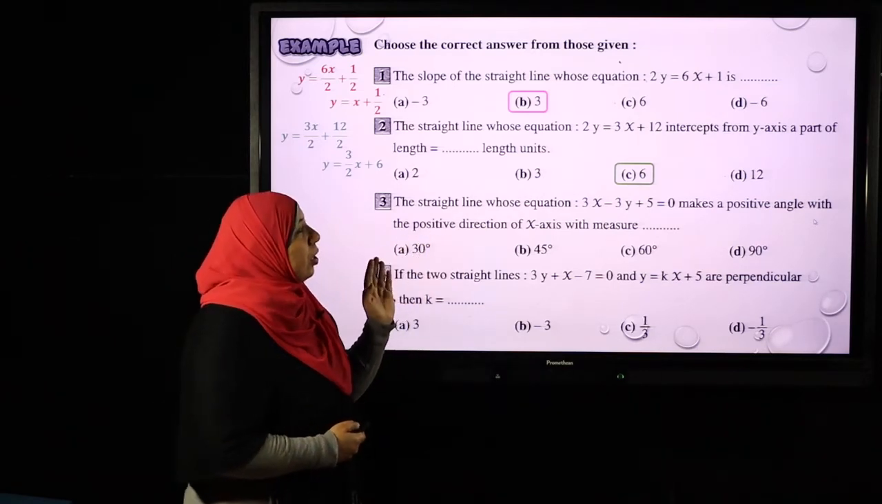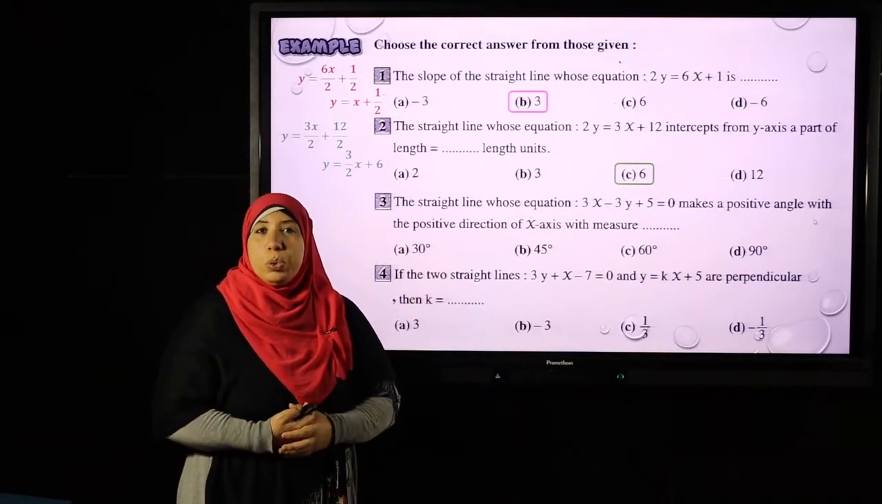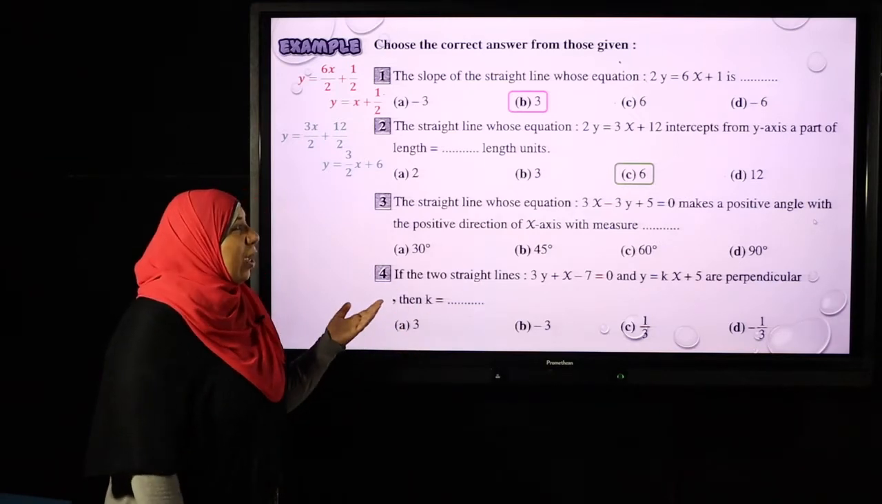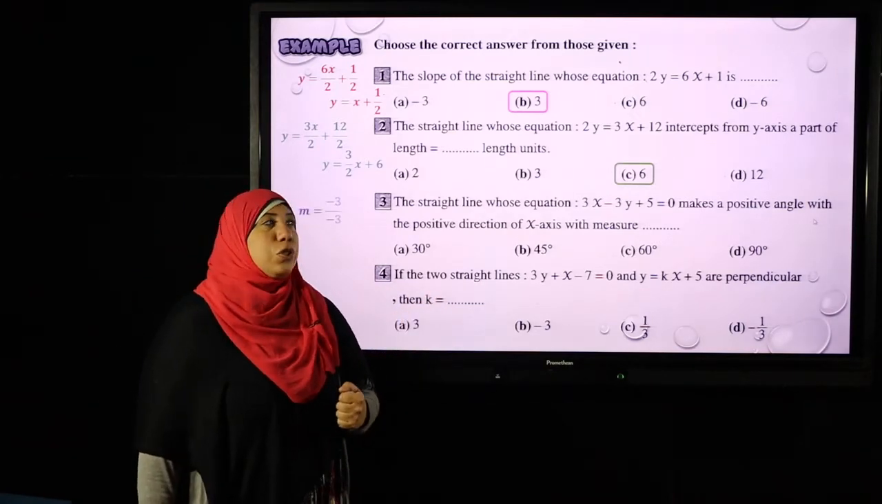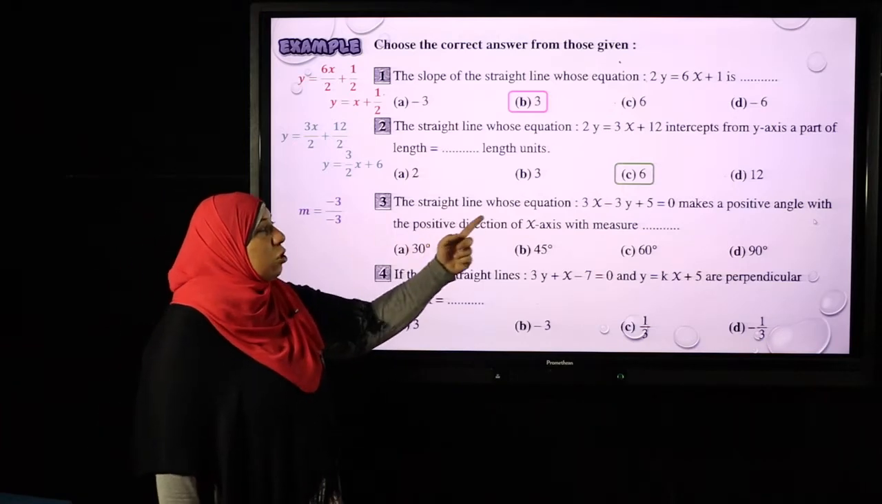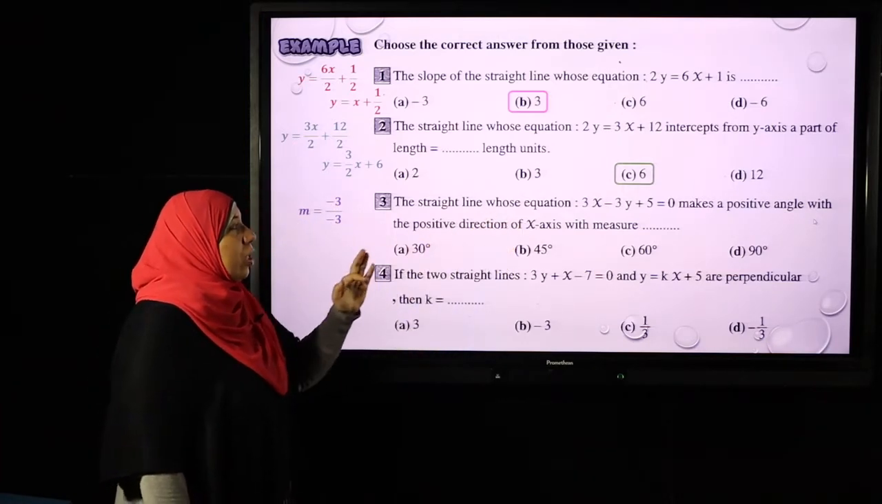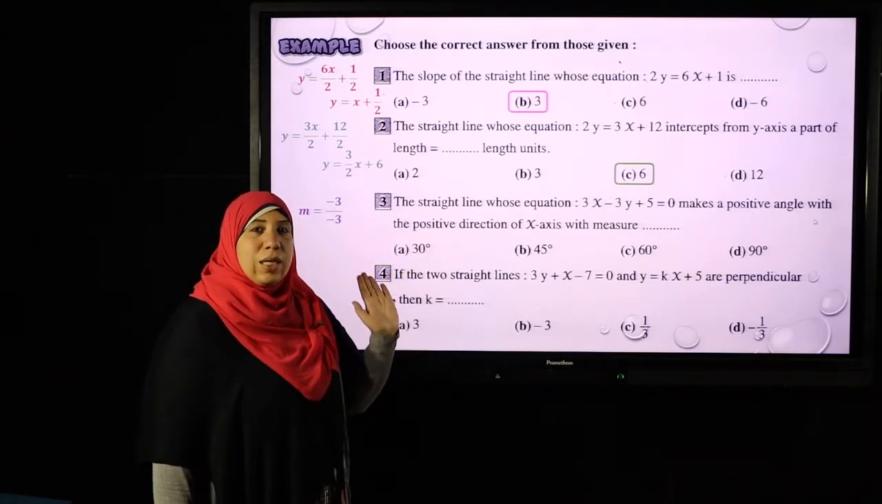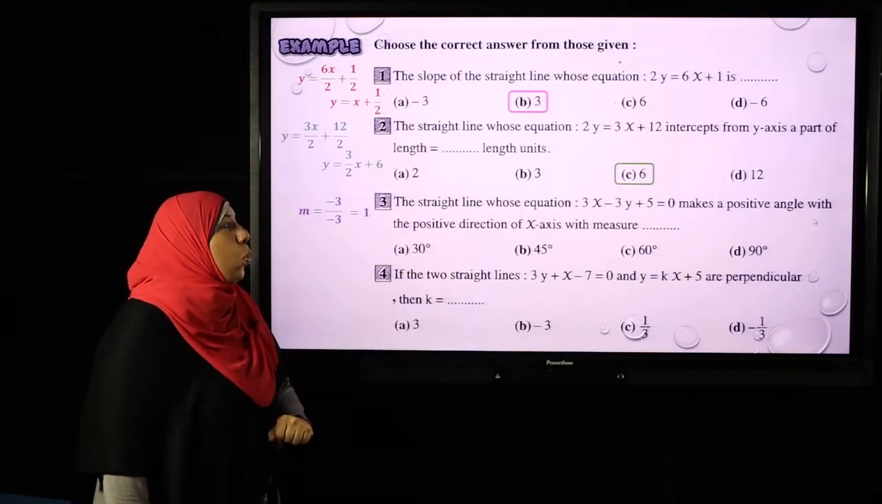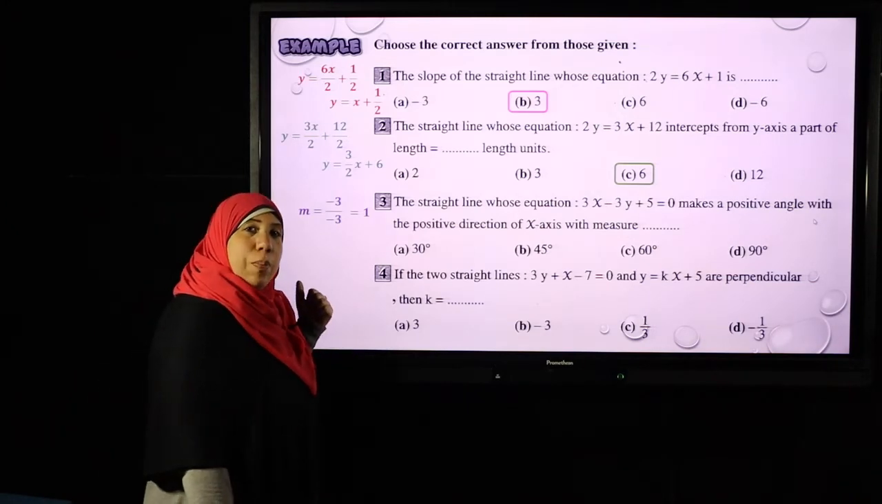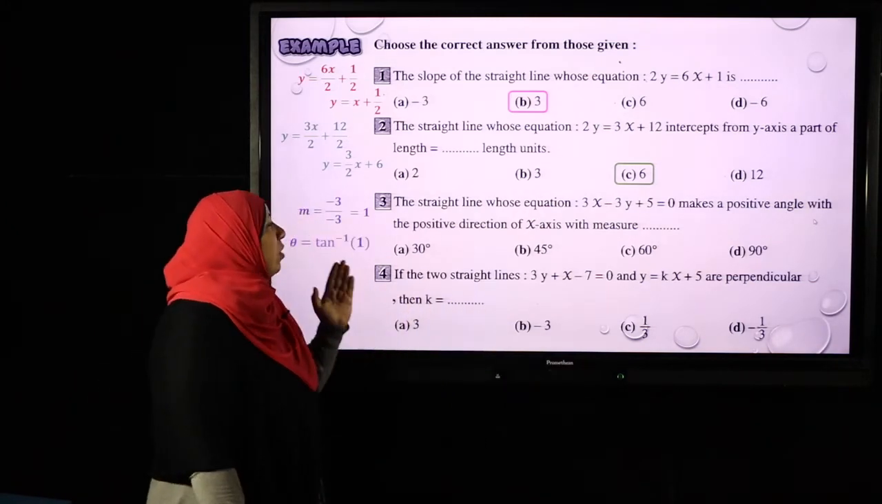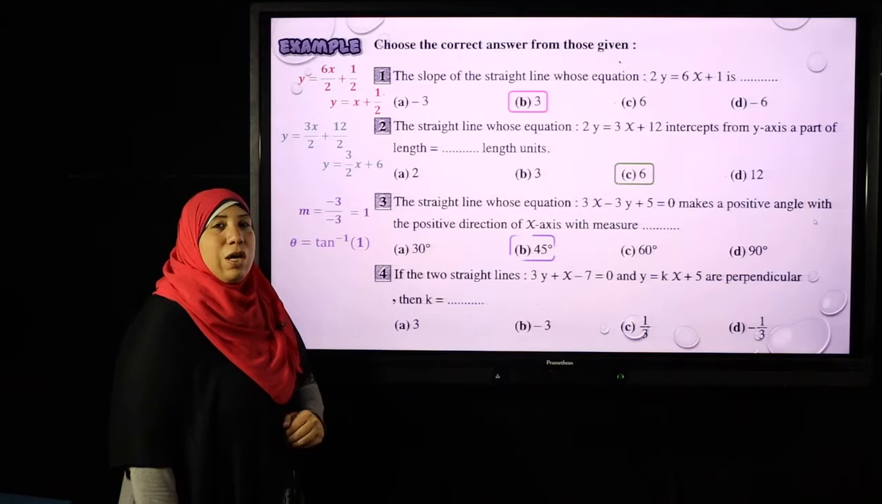But if the equation has x, y, and the absolute term equal to 0, this is different. To find the slope here, we will use our rule, which is negative the coefficient of x over the coefficient of y. So the coefficient of x here is 3, so I will make negative 3 over the coefficient of y as it is, negative 3, equal to 1. Now I have a slope, I can find the angle. I take shift tan of the slope, equal to 45 degrees.